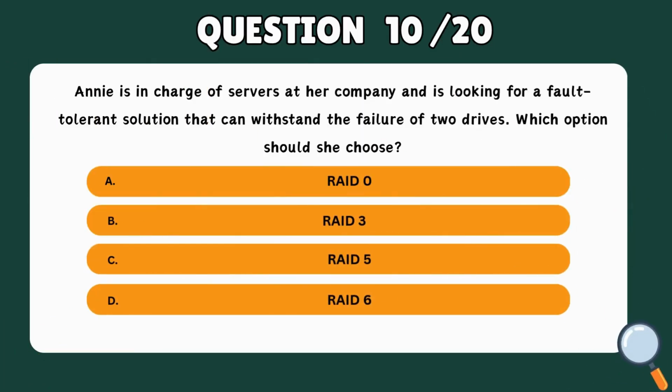Question 10. Annie is in charge of servers at her company and is looking for a fault-tolerant solution that can withstand the failure of 2 drives. Which option should she choose? A. RAID 0. B. RAID 3. C. RAID 5. D. RAID 6.